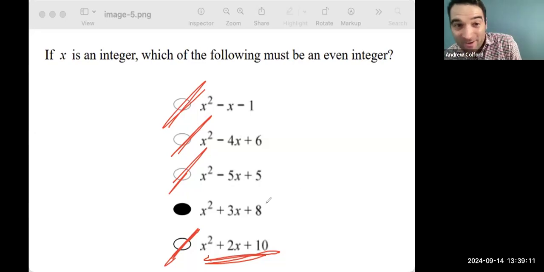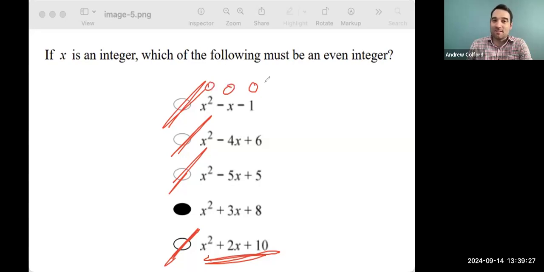With this one, the only efficient way to do it is to test. What you could do is say, all right, this is odd. If I make X odd, then this is odd, and odd times odd is odd. So odd plus odd plus odd is odd. So no. But then you're doing the same thing. You really just have to test here.